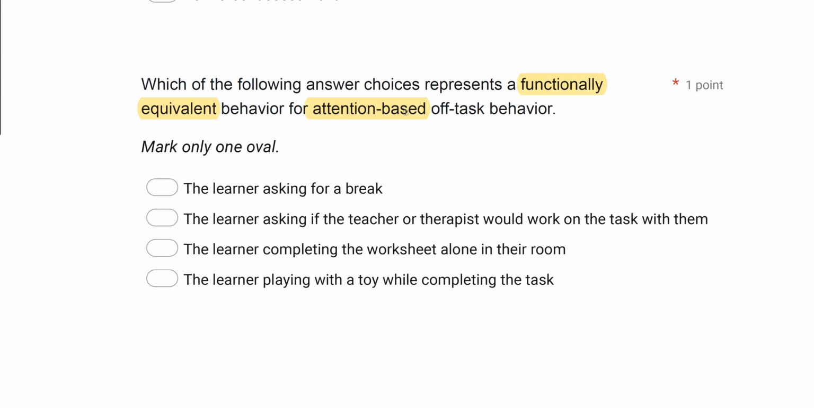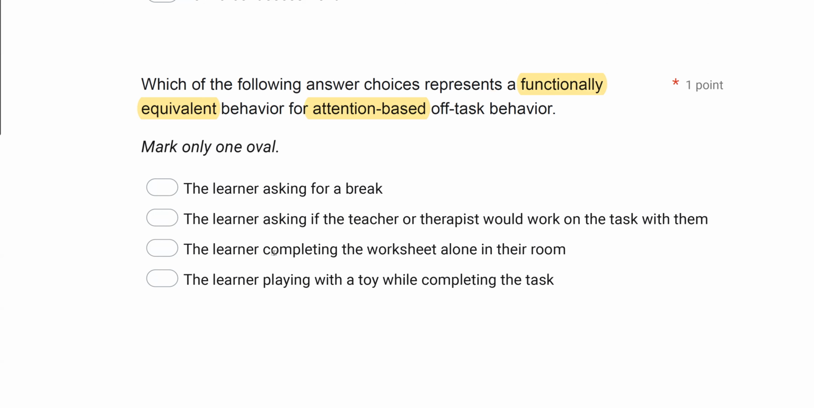So A, the learner asking for a break. Well, if the learner is asking for a break for off-task behavior, they're likely trying to escape, right? Escape and attention, two different functions. B, the learner asking if the teacher or therapist would work on the task with them. Okay, the learner asking if they can have somebody work with them. Well, now somebody's going to be giving them constant attention through the task. B looks pretty good, right? B is functionally equivalent. And not only that, now they're going to be on task. B looks like a good answer.